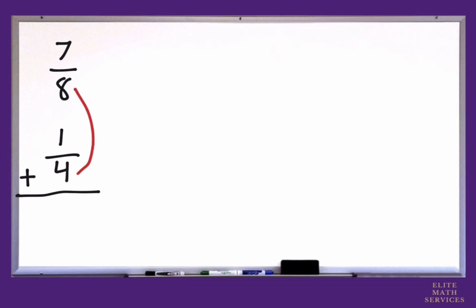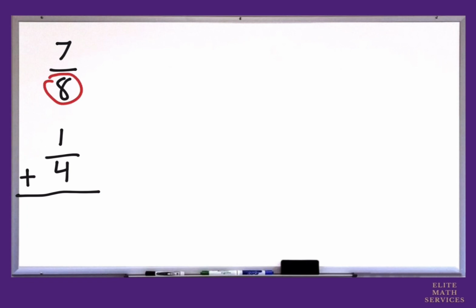In today's lesson, we're going to be learning how to add fractions with different denominators. We're going to first start out with 7 over 8 plus 1 over 4. Now we first must identify our denominators, which is 8 and 4. Now, the rule is our denominator cannot be lower than our highest denominator, which is 8.